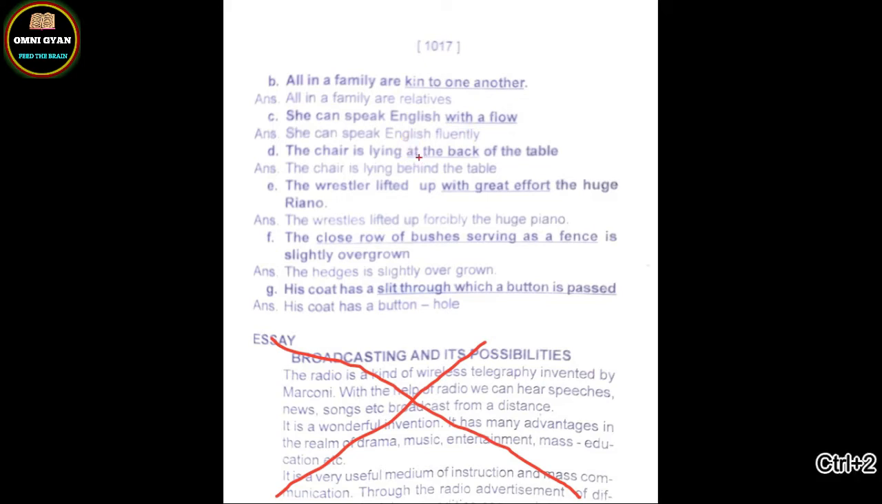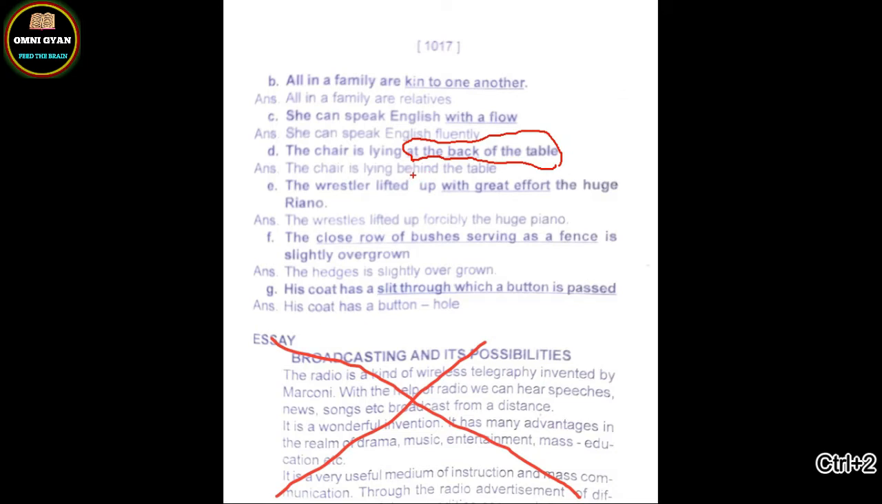Next sentence. The chair is lying at the back of the table. So at the back of the table is underlined. Okay, at the back of the table. You see, these are certain words that we use in our day-to-day lives, in our daily speech. At the back of the table, you can substitute with the word behind.